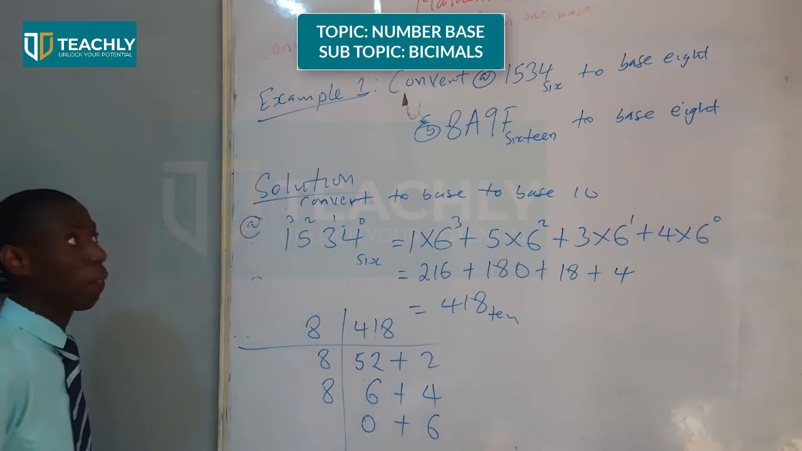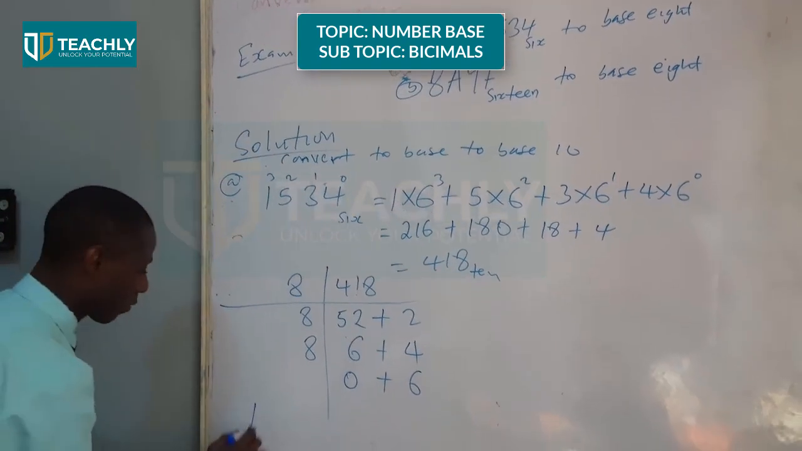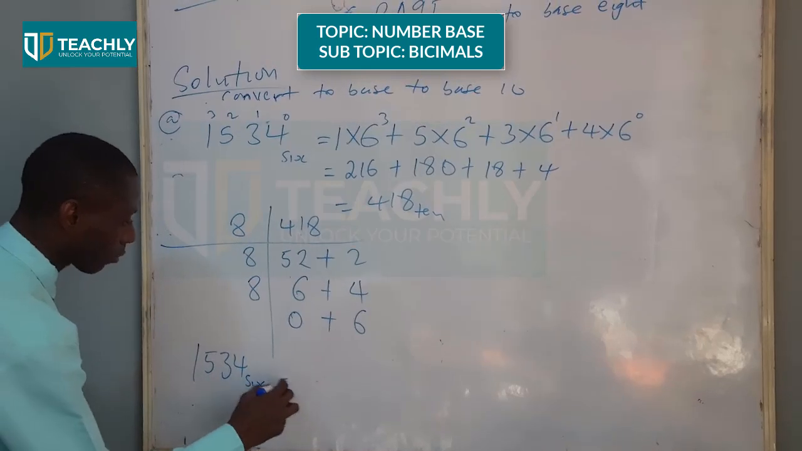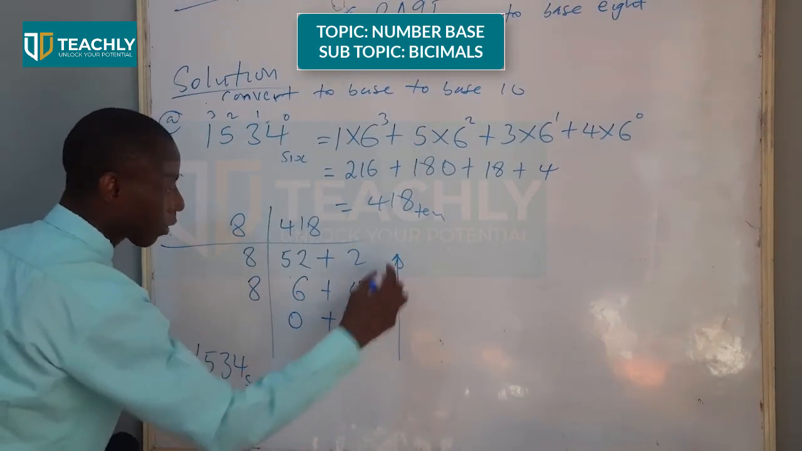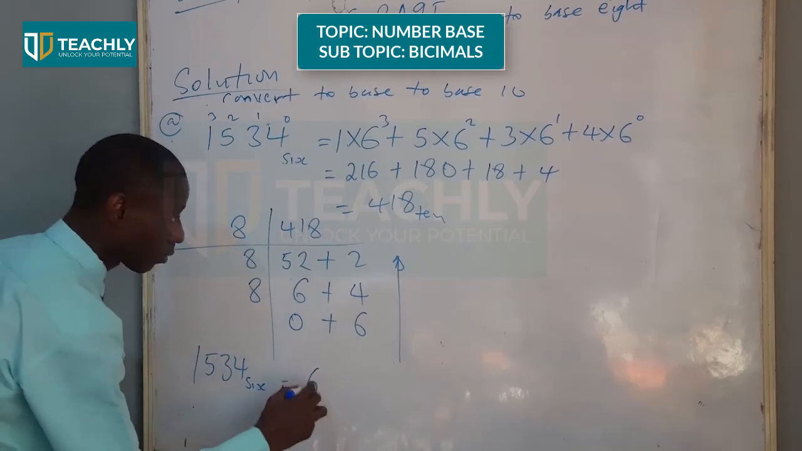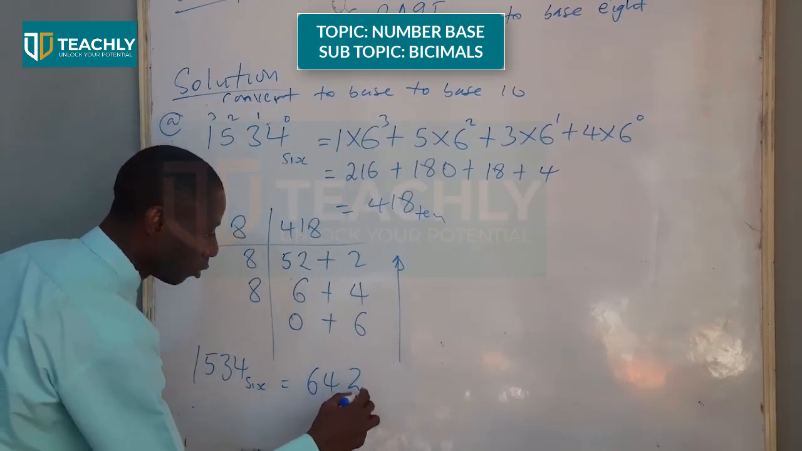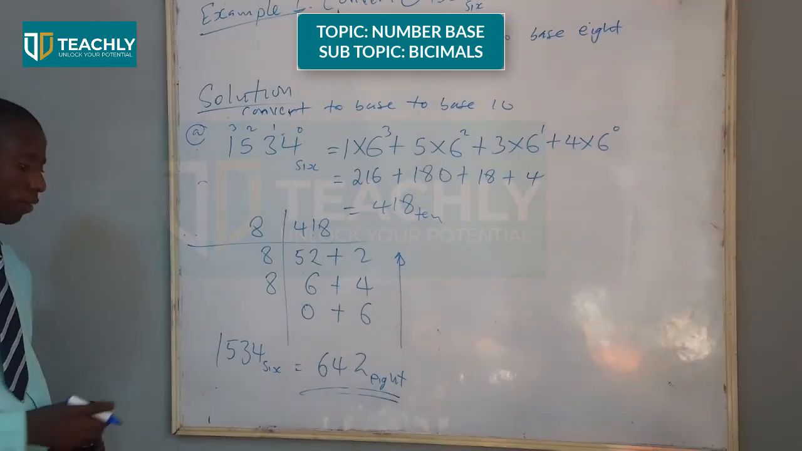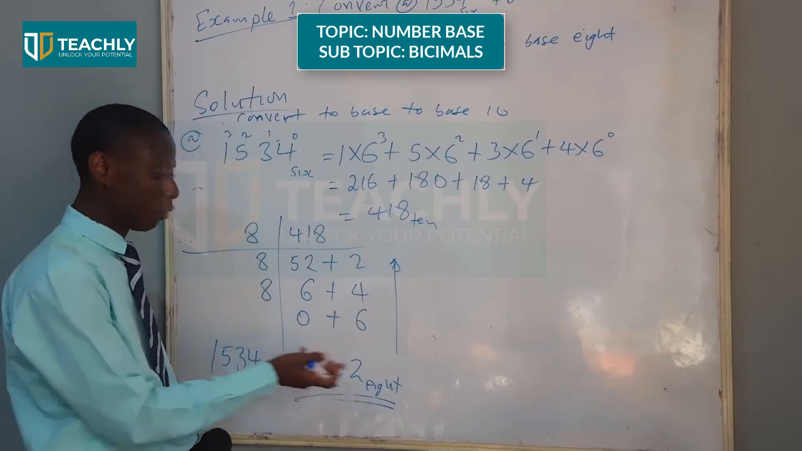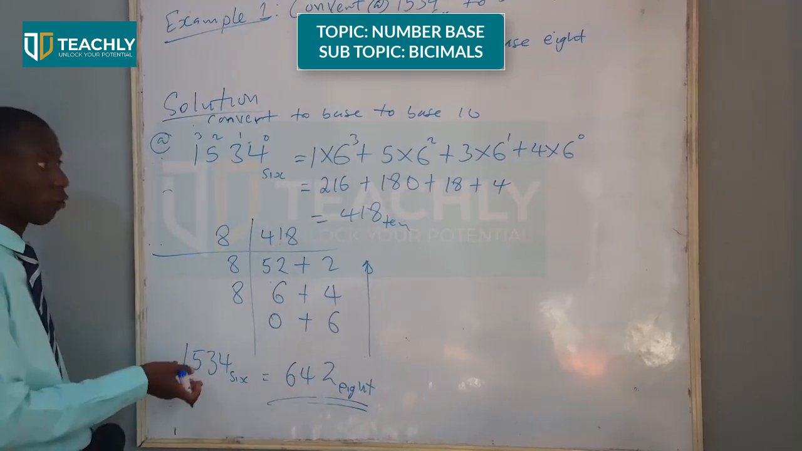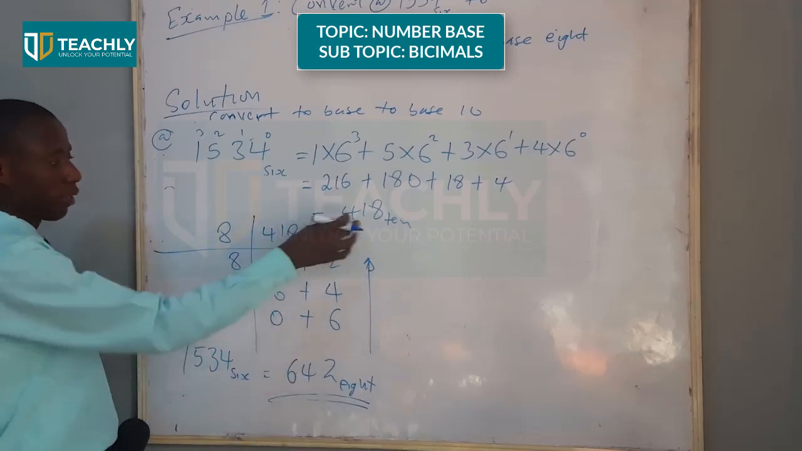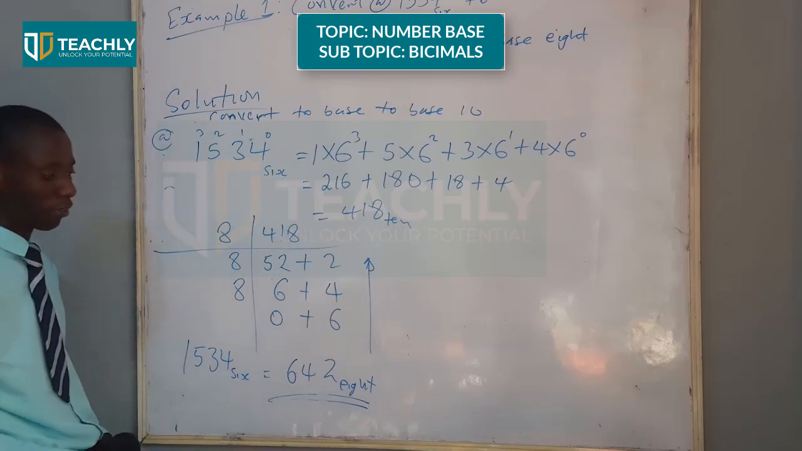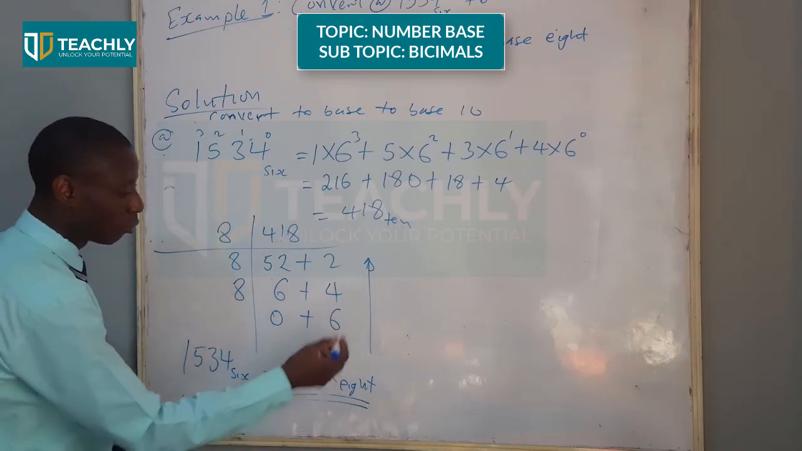So finally, you can say 1534 base 6, the answer is what? You start reading from the back, upward: 6, 4, 2, base 8. So this is the answer. If you are given 1534 base 6 to convert to base 8, the first thing is you first convert to base 10. Then when it's in base 10, you use the base you are converting to, to divide. And finally, you get your answer: 642 base 8.